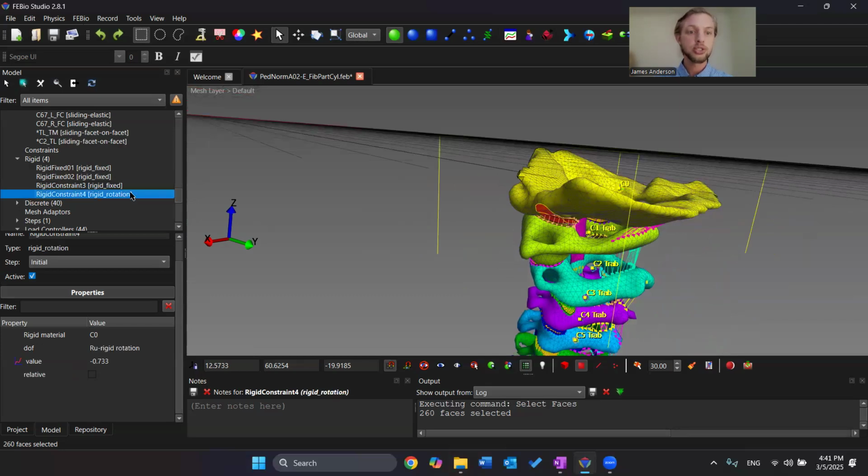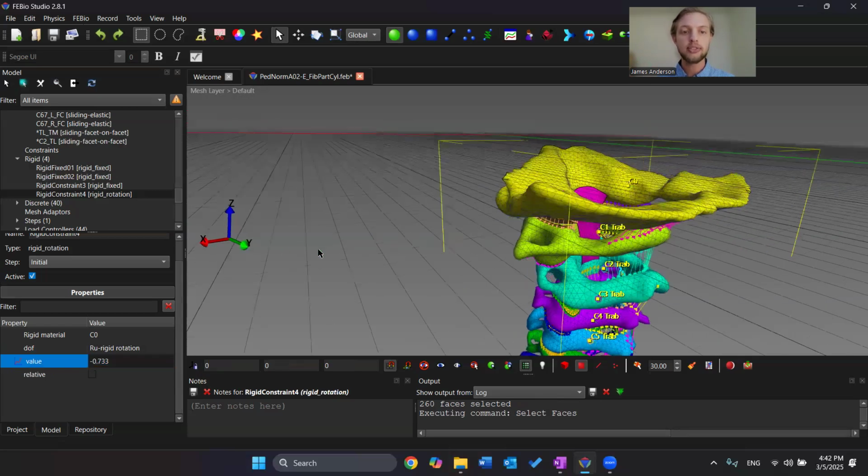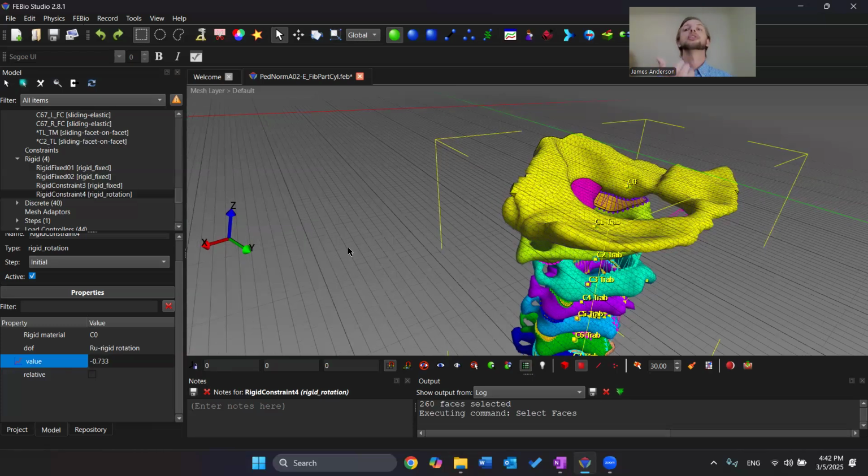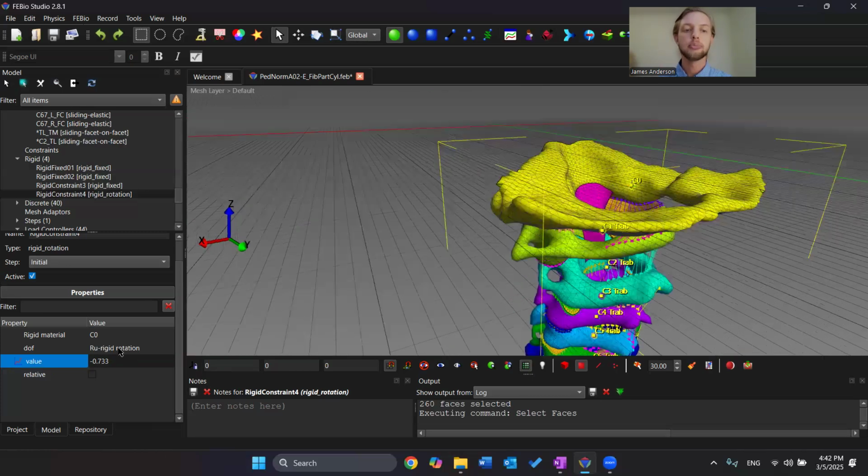Now we get to our last rigid constraint, which is rigid rotation. And here we can see that it is also applied to C0. So here we're forcing it to rotate in the RU, which is another way of saying it's rotating around the x-axis. So that one that we left free, now we're forcing it to rotate in that direction. And so our U is around the x, our V is about y, and our W is about z. So I'm going to leave it there. And this is the value in radians that it's rotating. So it's going to rotate negative 0.73 radians. So it's going to tilt back and extend 0.73 radians.